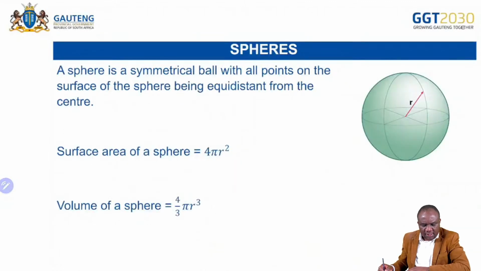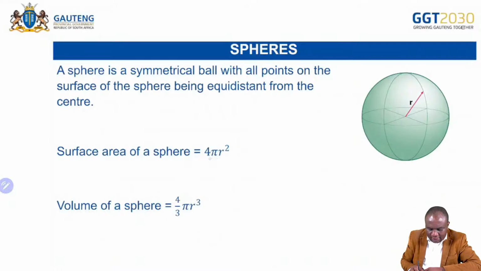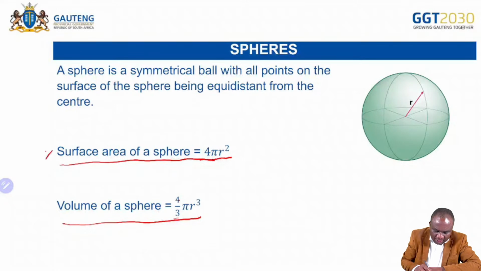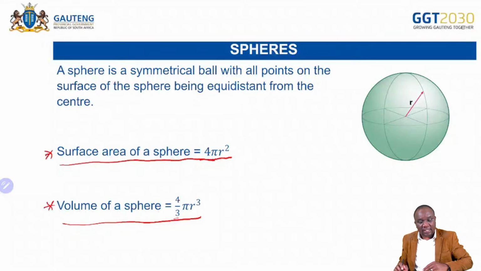A sphere is a symmetrical ball with all points on the surface of the sphere being equidistant from the center. All the points are equidistant from the center. The surface area of a sphere is 4 times pi times radius squared. And the volume of a sphere is 4 over 3 times pi times radius cubed. Okay, let me give you just 1 minute to write these two: the surface area of a sphere and the volume of a sphere. Let's try to do that.